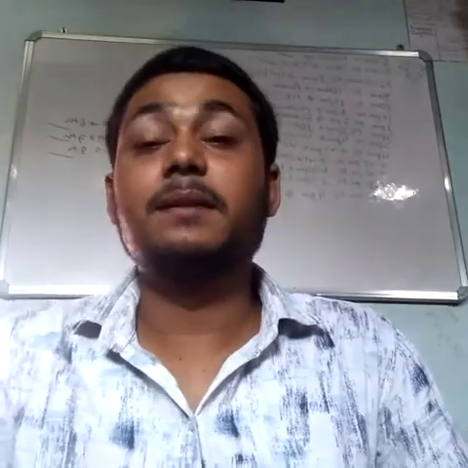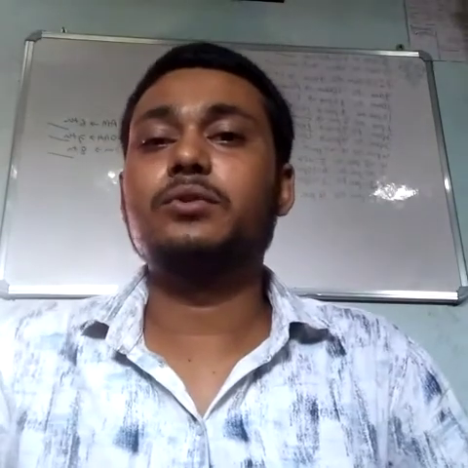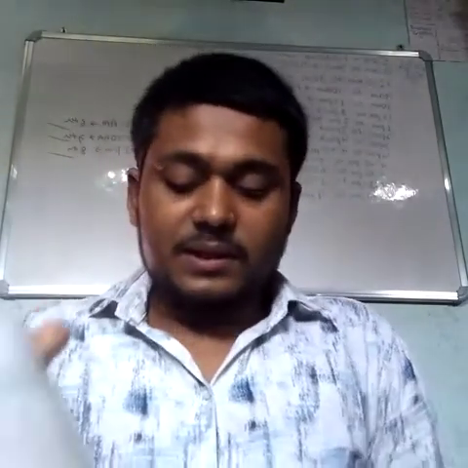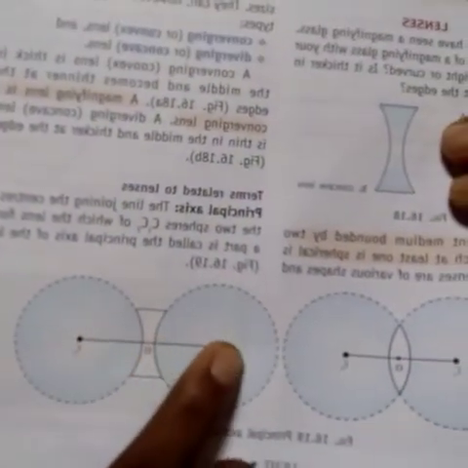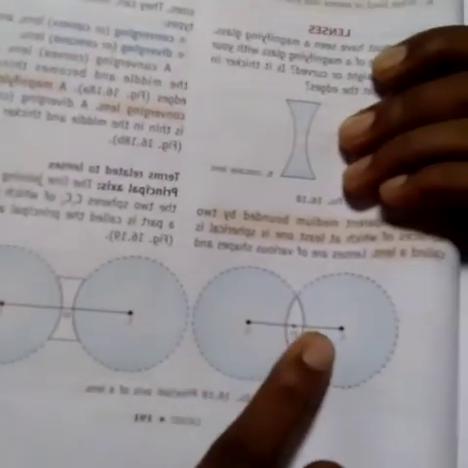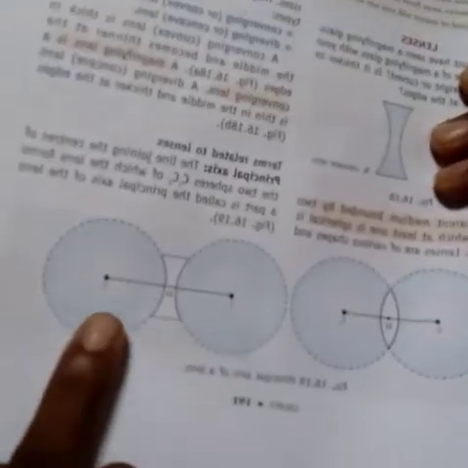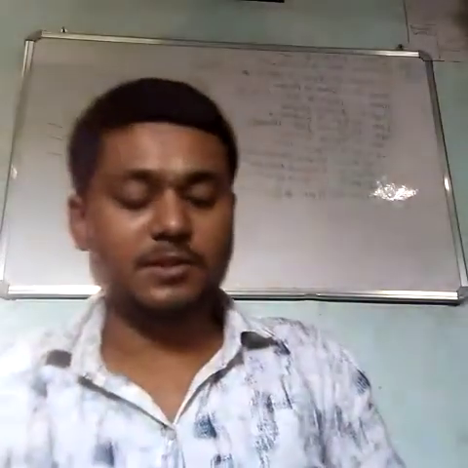In the previous lecture, we talked about lenses, and today I am going to teach you some important terms related to lenses. The first term is principal axis. See the first figure, number 16.19. This straight line is known as the principal axis.